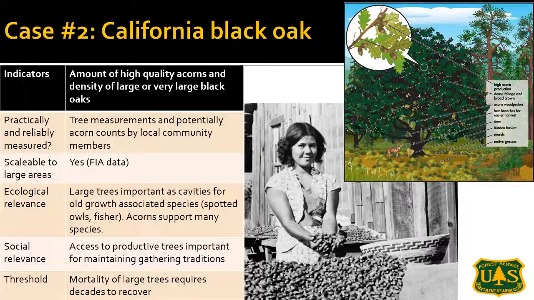Social relevance is that access to these productive trees helps to maintain gathering traditions, and there are important thresholds because the large trees, which produce the most acorns as well as provide cavities, require decades to regrow, especially after fires, which can top kill these trees.